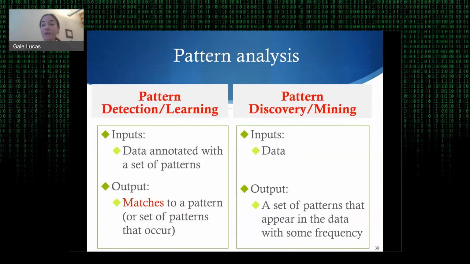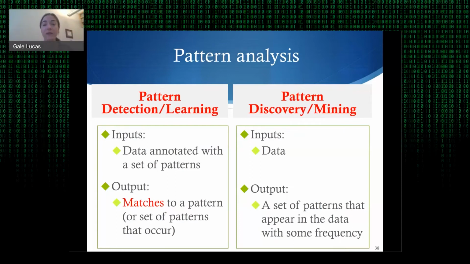And just like we talked about classification and clustering being one more supervised, one being more unsupervised, pattern detection and learning is more supervised, and pattern discovery and mining is more unsupervised. And we see that in that pattern detection and pattern learning, some human has to annotate the data with patterns, whereas in pattern discovery and mining, it's just the data. But what we get differentiates the two as well in terms of how understandable they are.